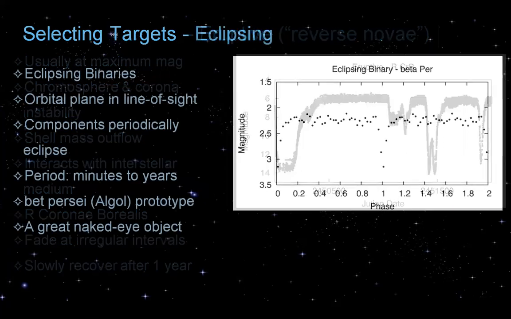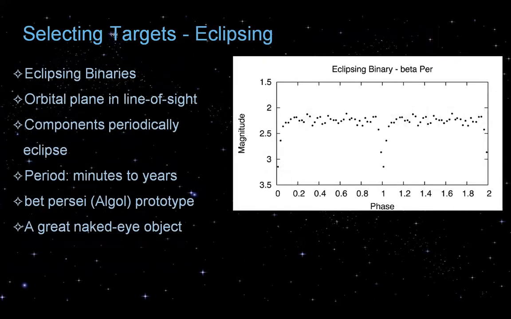Another favorite among variable star observers are eclipsing kinds. Of course, Beta Persei or Algol is a prototype that was known to vary even in ancient times. And Algol has a period of just over 2.8 days, and the variation is visible even without binoculars or telescope. You just need your eyes.